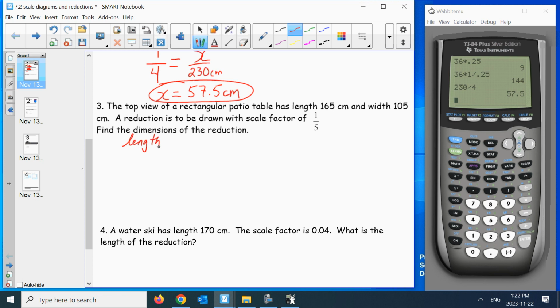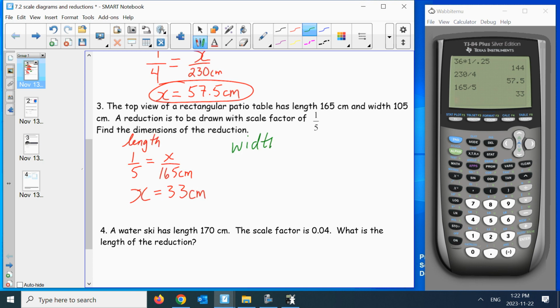I'm going to say, well, 1 out of 5, 5 being the actual. We want the scale, the reduction. So I'm going to go with the 165. I'm going to go 165 times the number 1, because they're diagonally across from each other. Divide by the lower, divide by 5. So 165 times 1, divide by 5. 33. 33 centimeters.